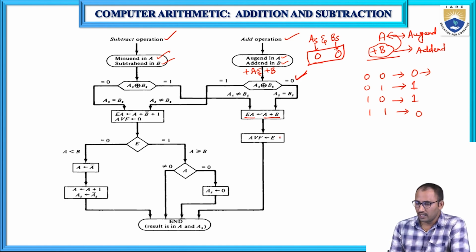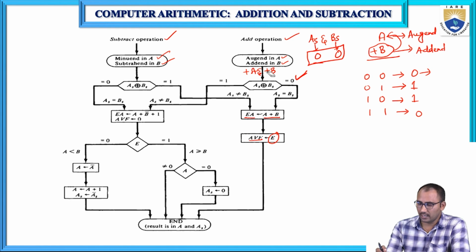Okay. Next, after performing the operation, after adding magnitudes, if any extra overflow occurred, that will be copied to the AVF. Then that particular ADD operation will be finished. Next, suppose the different signs are there, what will happen? If the signs are not same, then we are performing subtraction.